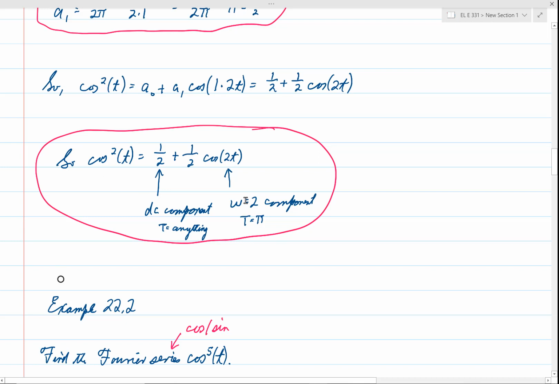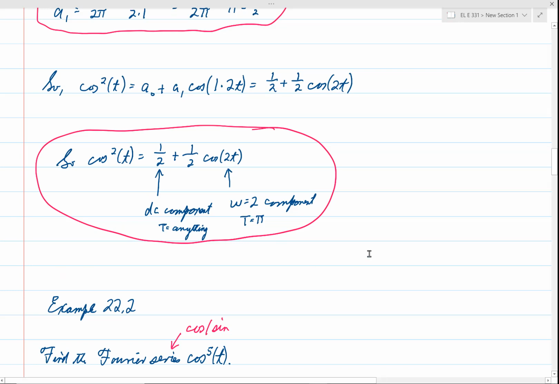And therefore, that helps us to see why the fundamental period of cosine of an even power of t is pi, while the fundamental period of an odd power of cosine t is 2 pi. And that insight comes from looking at the Fourier series.